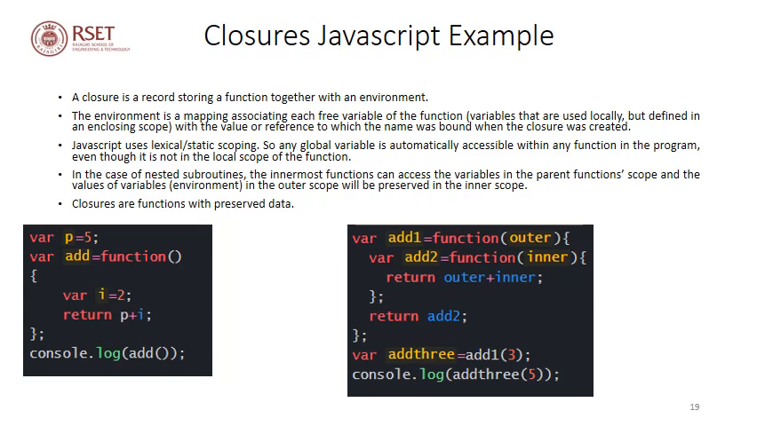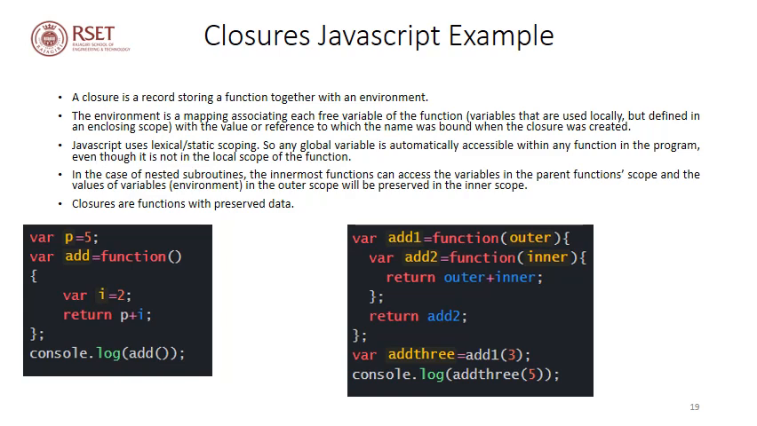Here in the slide, we'll see a very important topic called closures. A closure is a record storing a function together with an environment. The environment is a mapping associated with each free variable of the function, that is, variables that are used locally but defined in an enclosing scope. What does that mean? Remember lexical or static scoping and nested subroutines. In nested subroutines, the innermost functions can access variables defined in the enclosing scope. Also, with static scoping, in any function we can access global variables.